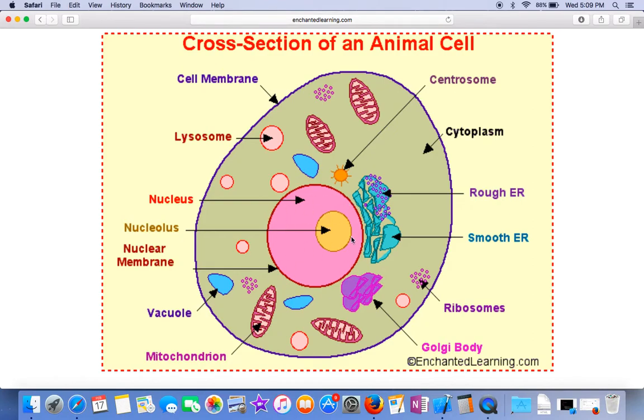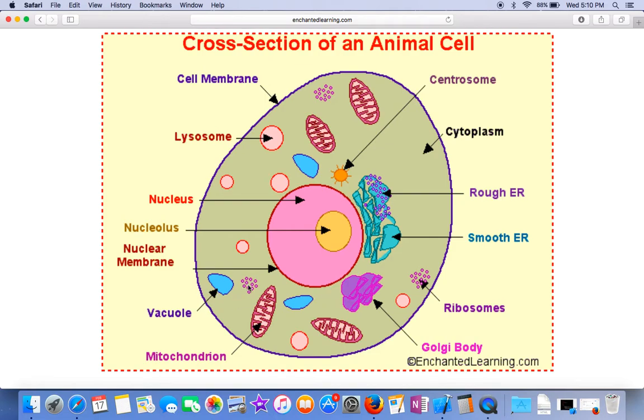The nucleus has the same function as the plant cell's nucleus: it contains all the DNA information. And the site of RNA and cytoplasmic granules and protein synthesis, that's our nucleolus. And that red outline is the nuclear membrane that surrounds our nucleus.